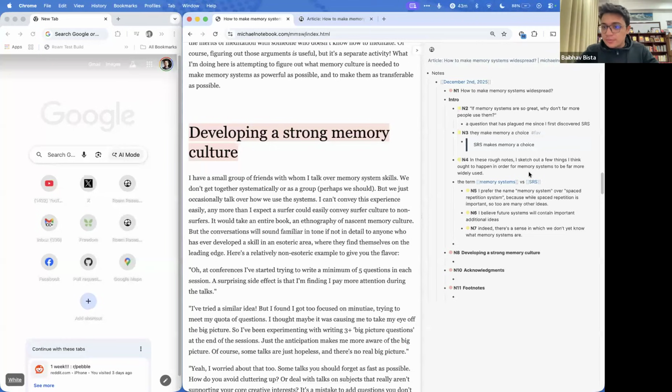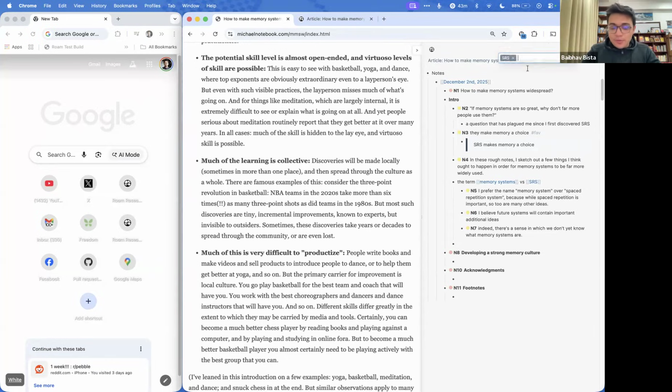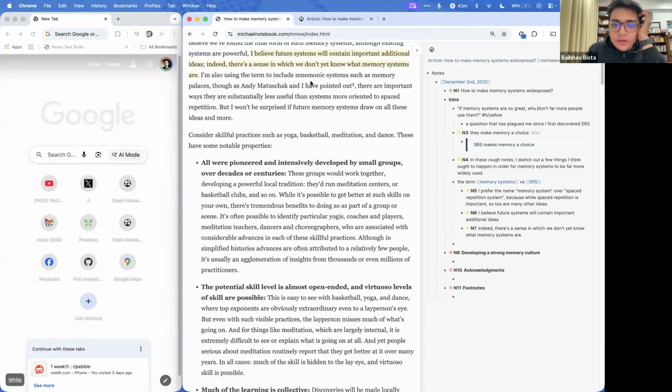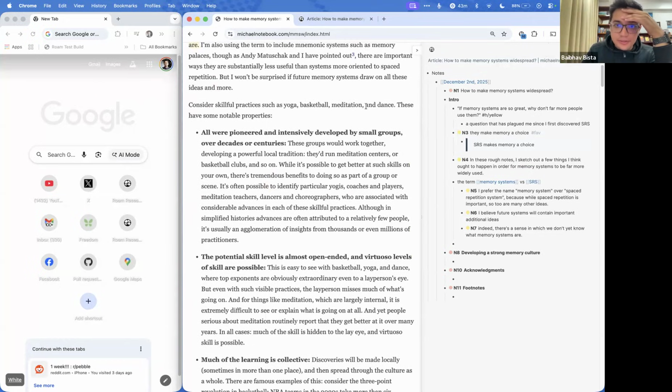So we're talking about the term memory system. So it's SRS, which is a very cool thing. I will probably tag this as memory systems now as well. Okay, let's continue. Consider skillful practices such as yoga, basketball, meditation, dance.